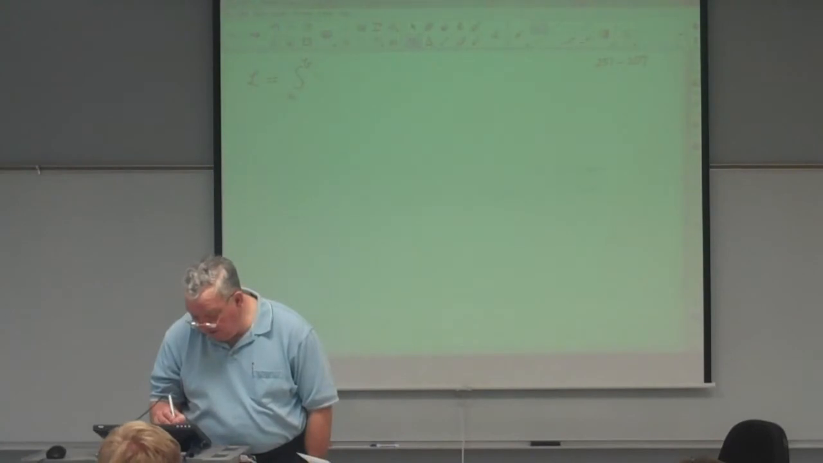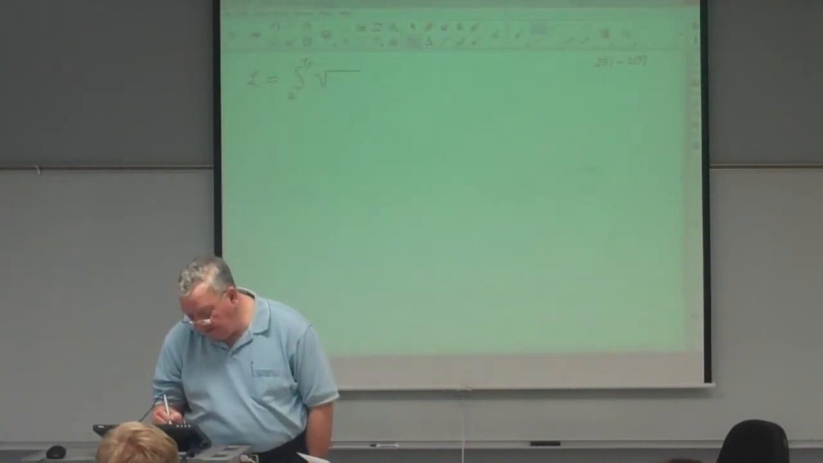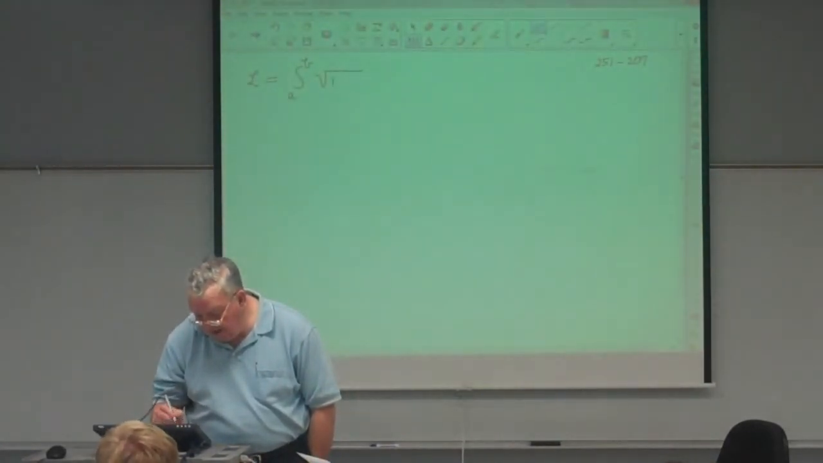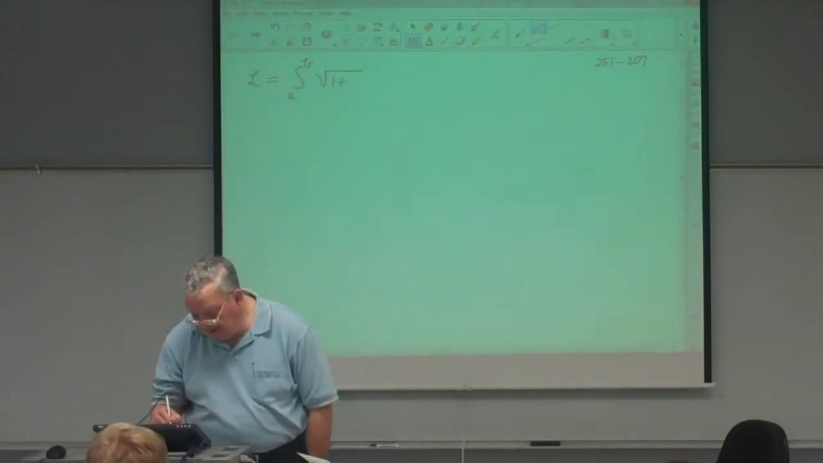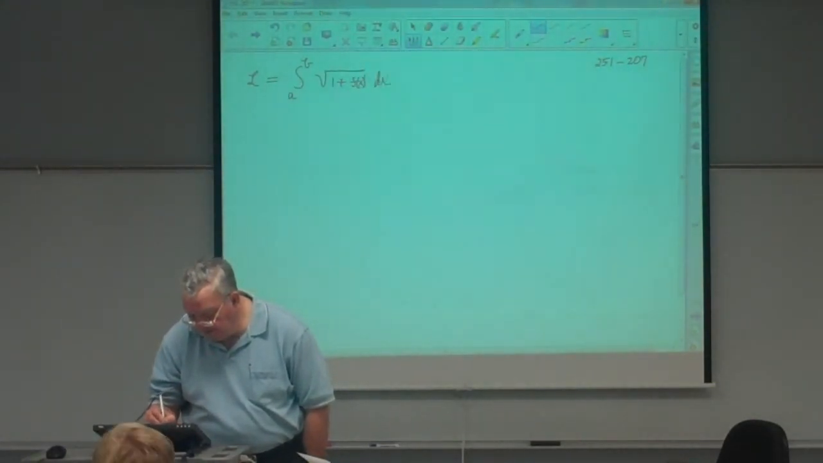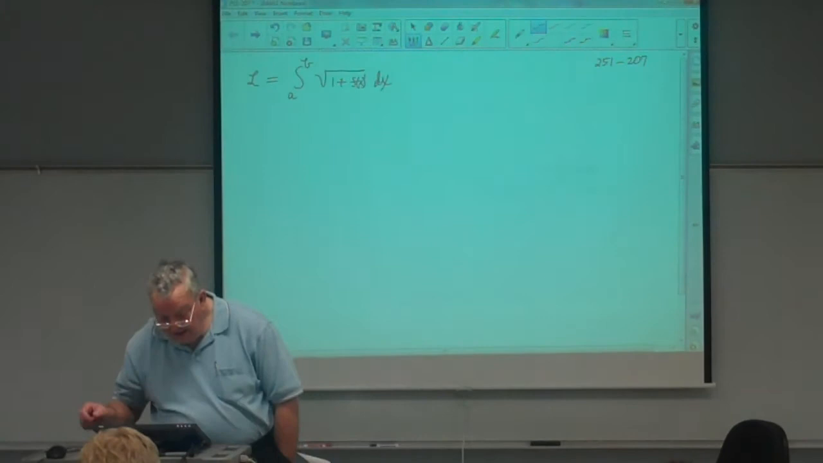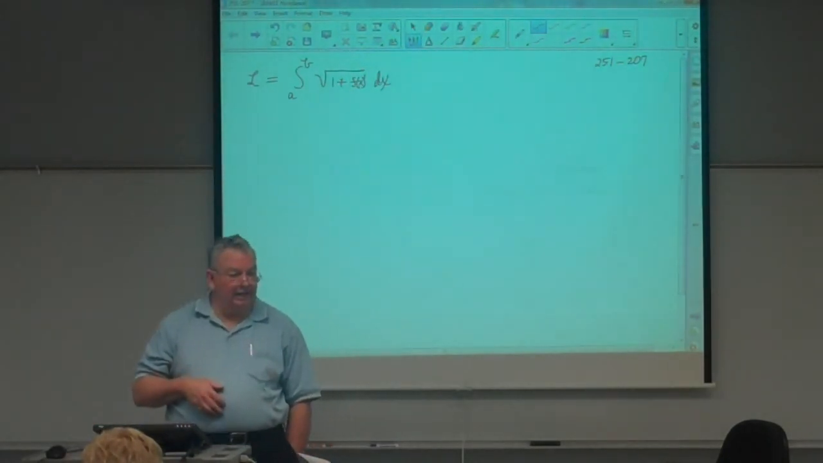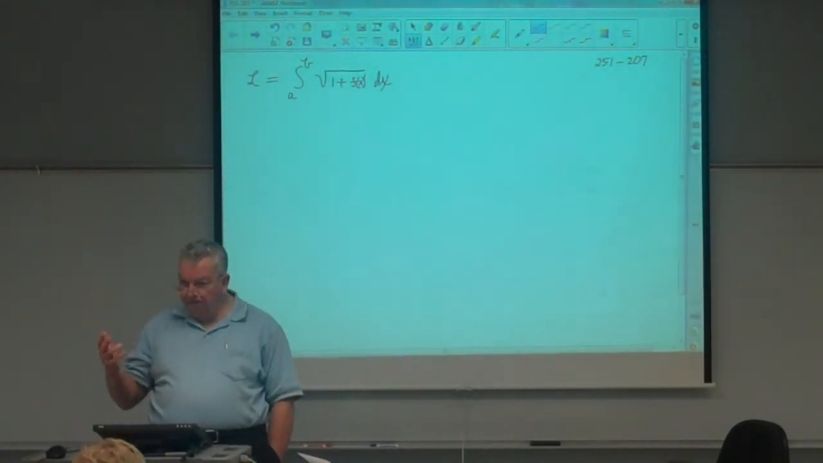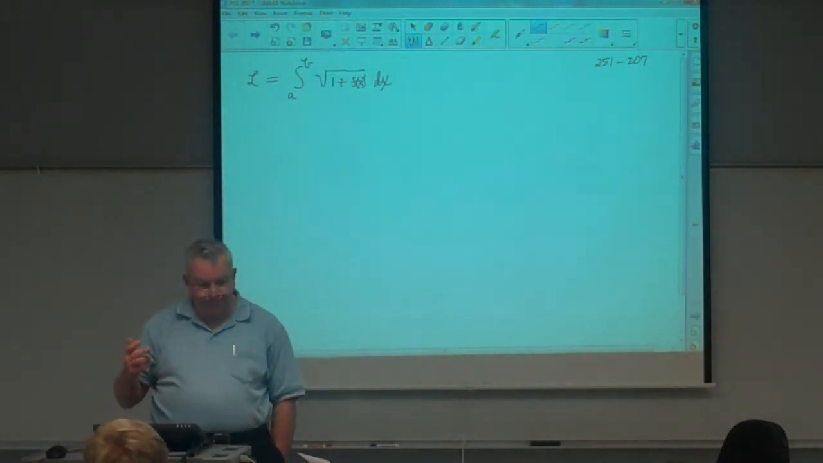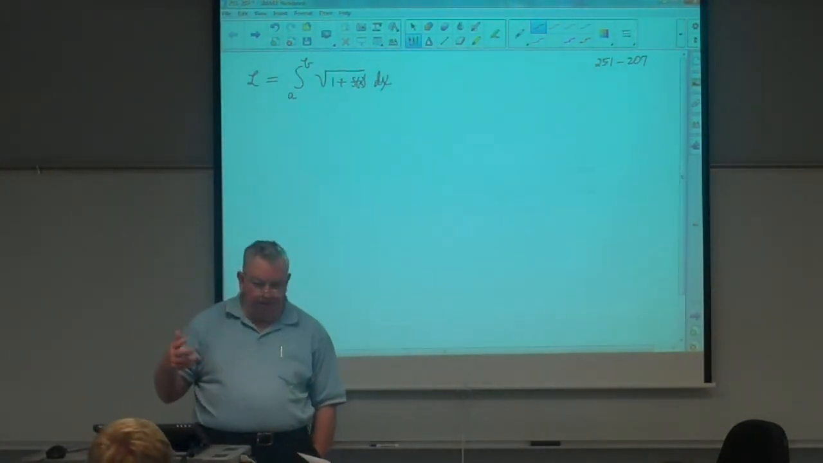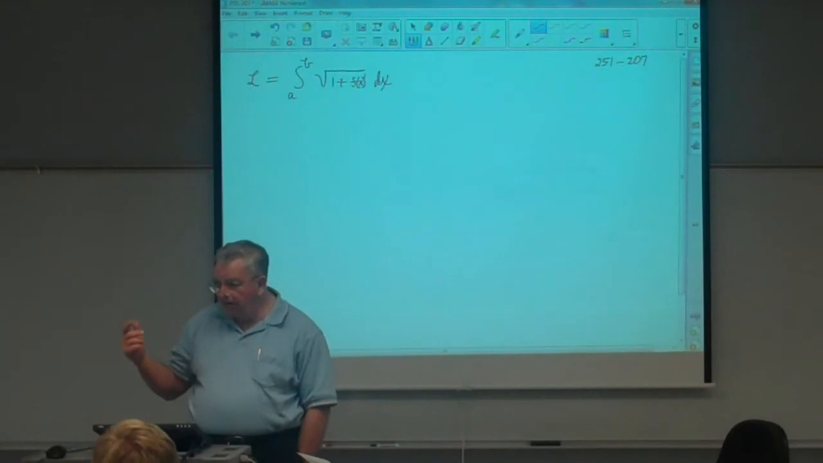The length of an arc from A to B, I think, is equal to the integral of the square root of 1 plus f of x prime dx. The f of x prime is the slope of the curve. The length of the arc is equal to 1 plus the slope of the curve squared, and the square root of it.